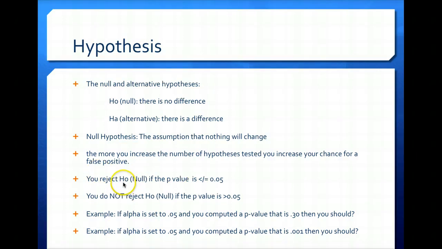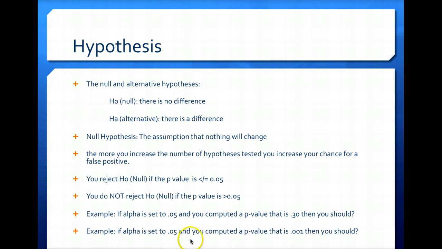You reject H0, or your null, if the p-value is less than or equal to 0.05, meaning it is statistically significant. You do not reject it if the p-value is greater than 0.05, because that essentially means it's not statistically significant. So let's look at two examples. If alpha is set to 0.05 and you computed a p-value of 0.30, then you should not reject the H0 because the p-value is greater than 0.05.